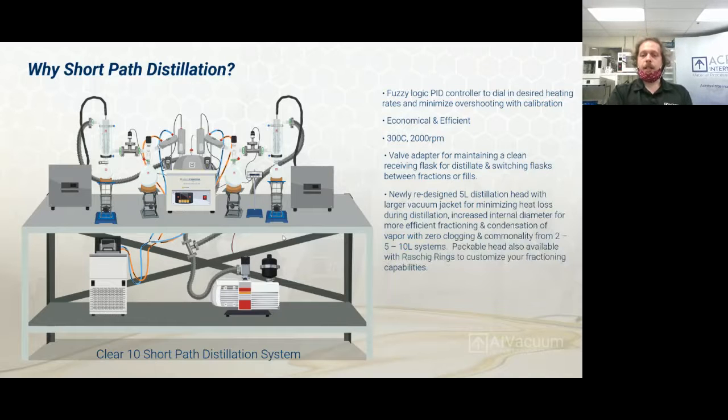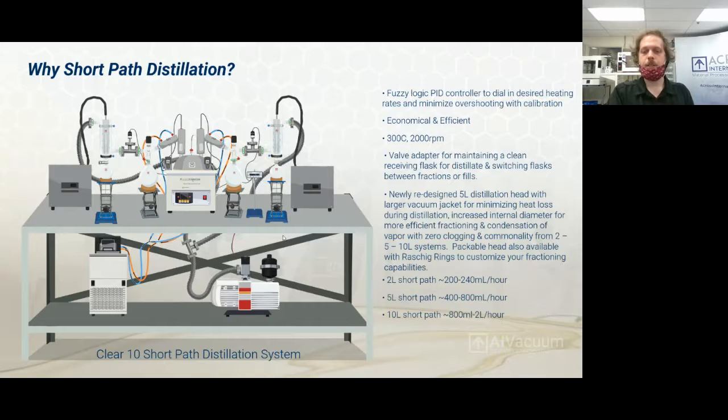Our newly redesigned 5-liter distillation head is designed to minimize heat loss, increase internal diameters for more efficient fractioning and condensation, with zero clogging and commonality, so interchangeability between our 2, 5, and 10-liter systems. So you can use the same head for all three. And we also have packable heads with Raschig rings, so you can customize your vigreux and your fractioning capabilities.